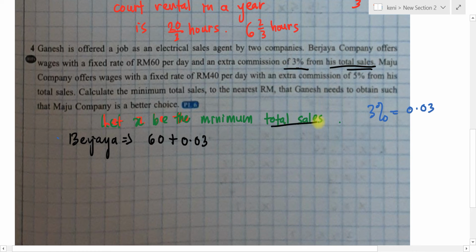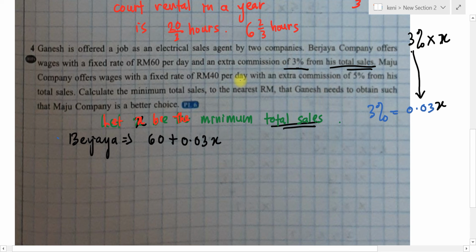What do we represent total sales with? x, right? So 0.03x. It's 3% of his total sales. Total sales is x, so we change 3% into 0.03 times x. Okay, this is what the Berjaya company is offering.